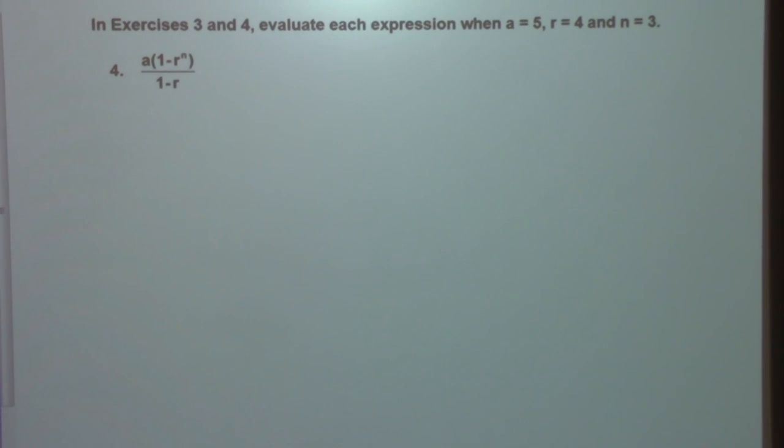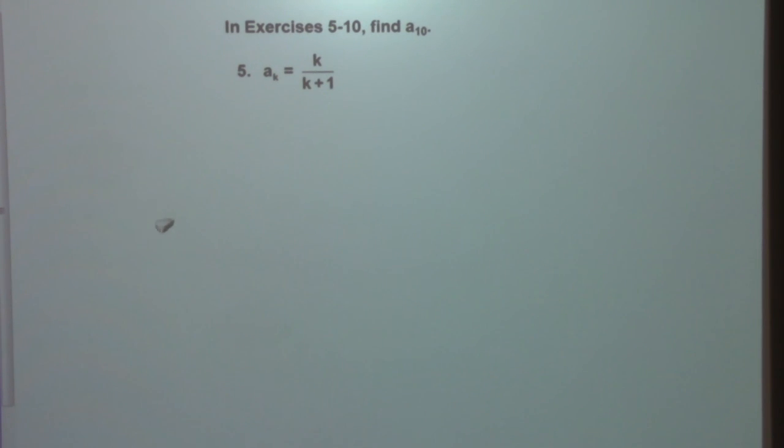Okay, next. The next set here, in exercises 5 through 10, find A sub 10. Well, what you do is you substitute in 10 for K. So a sub 10, as in subscript, is equal to 10 over 10 plus 1, so we get 10 over 11. All right? And then the rest of them are just very similar to that. You should be able to do those others quickly, right?